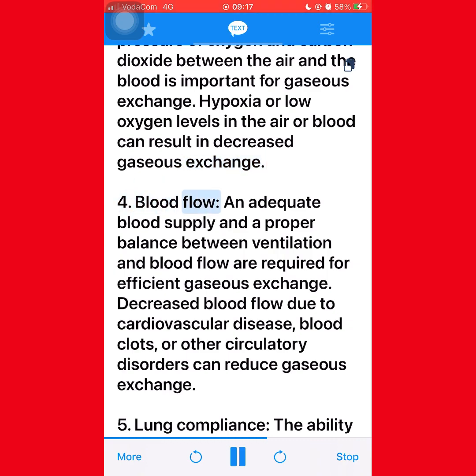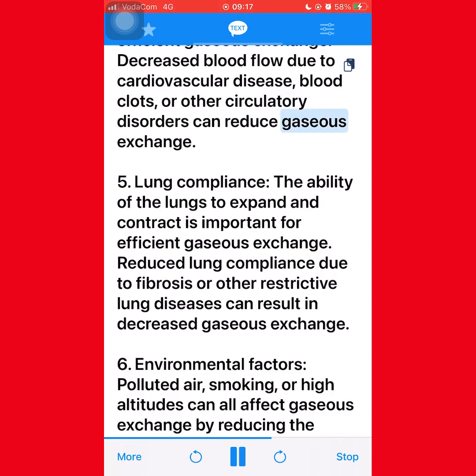4. Blood flow. An adequate blood supply and a proper balance between ventilation and blood flow are required for efficient gaseous exchange. Decreased blood flow due to cardiovascular disease, blood clots, or other circulatory disorders can reduce gaseous exchange. 5. Lung compliance. The ability of the lungs to expand and contract is important for efficient gaseous exchange. Reduced lung compliance due to fibrosis or other restrictive lung diseases can result in decreased gaseous exchange.